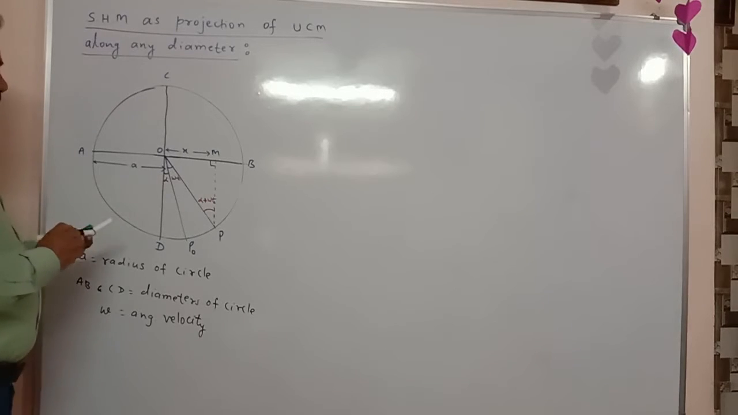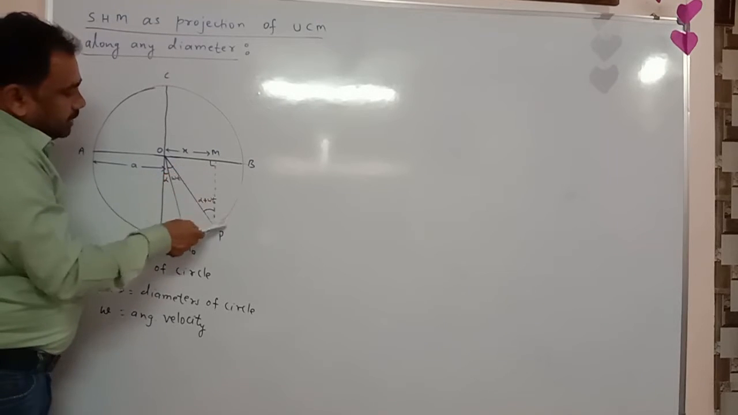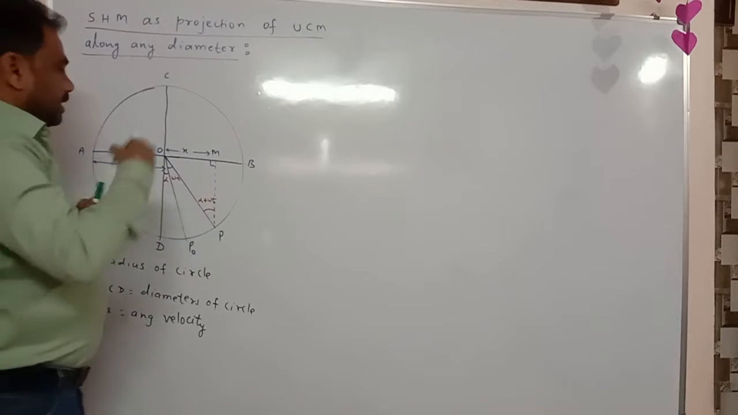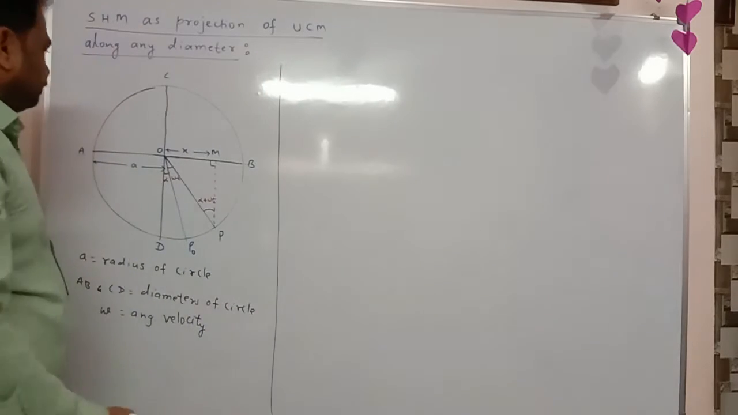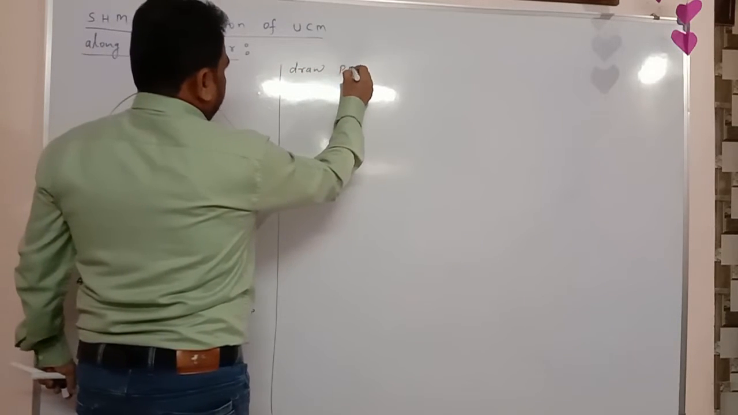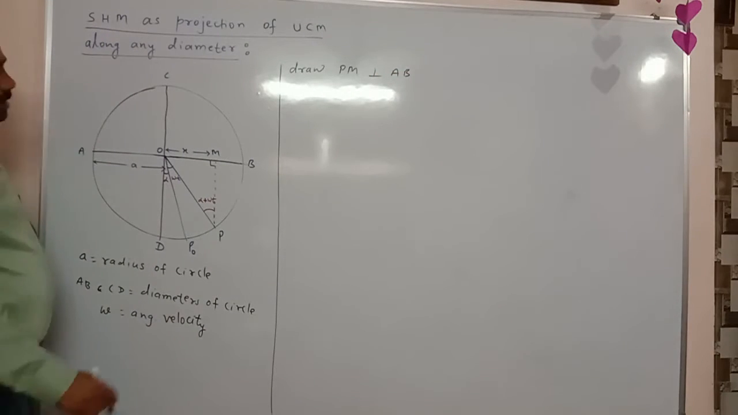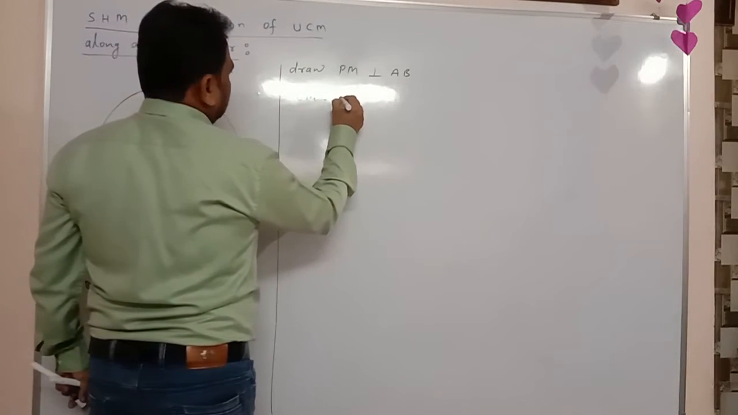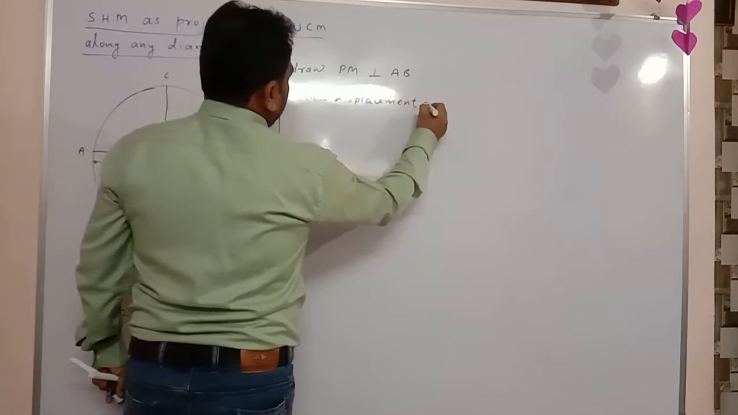Now suppose we draw a perpendicular, that is PM, on diameter AB. So draw PM perpendicular to AB. Now this OM is the displacement, and the notation for displacement is x.